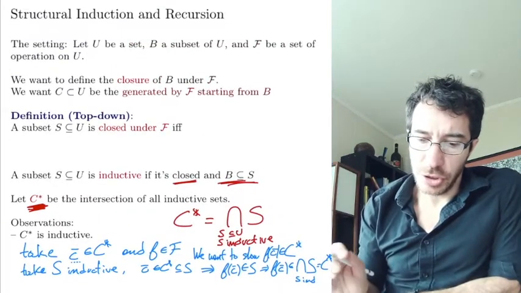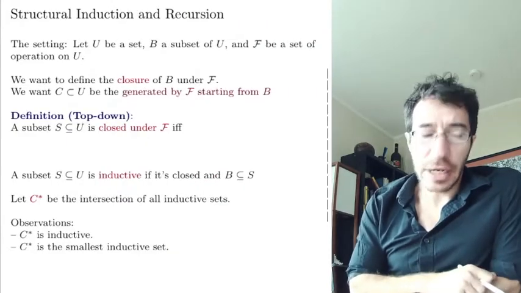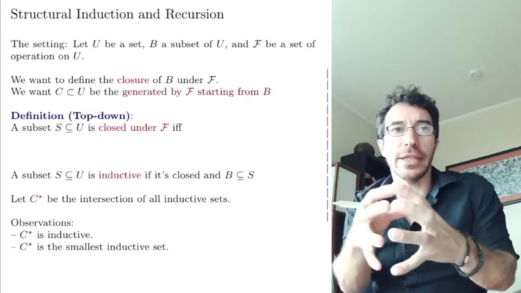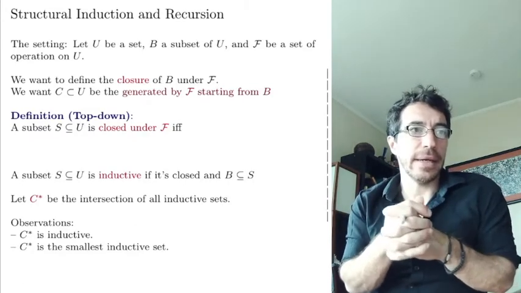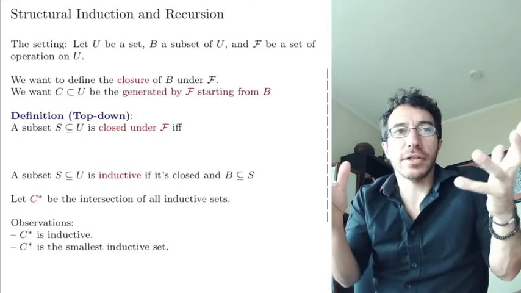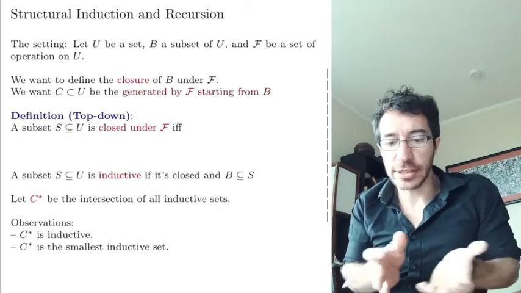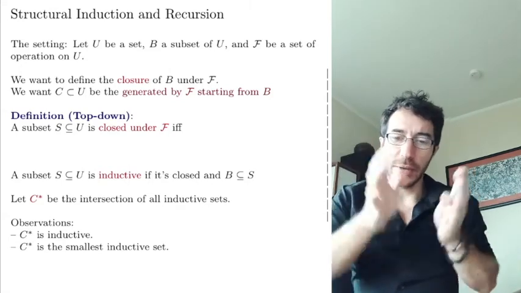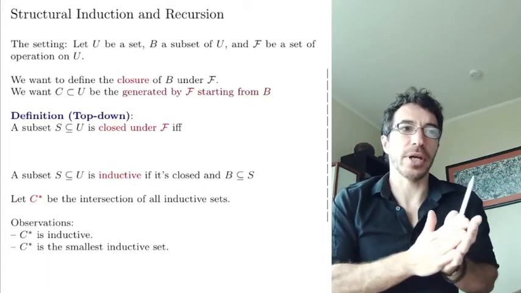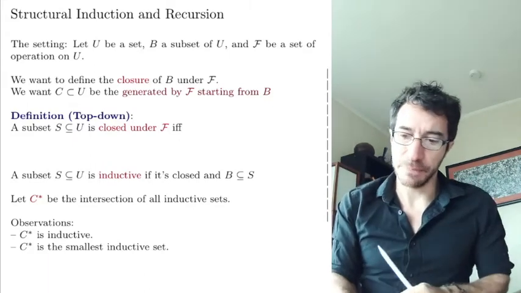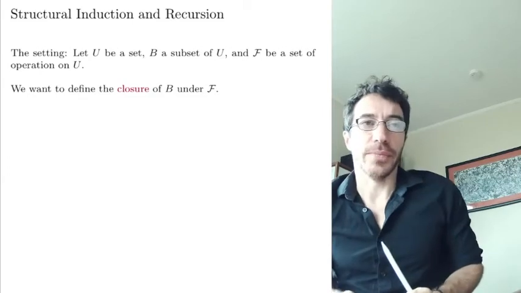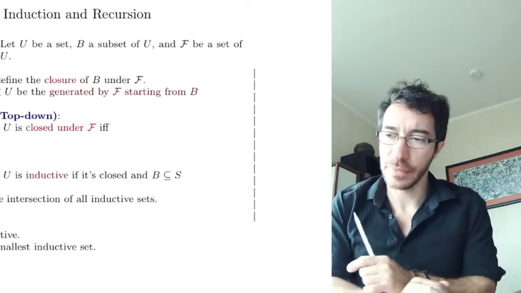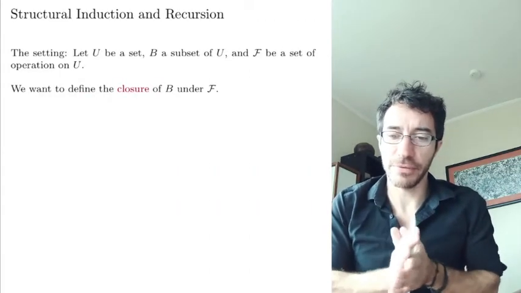Good. So C star is inductive, and C star is just the smallest inductive set. Well, that's because we are taking all the inductive sets and intersecting them together, so it cannot be anything bigger, because you are included in all the sets you're intersecting, and it's inductive itself. So there is a smallest inductive set. That's the one that we call the set generated by F starting from B. Okay, so the smallest thing that is closed and contains B. Very good. So that's definition number 1 for the set generated by F, or the closure of F.